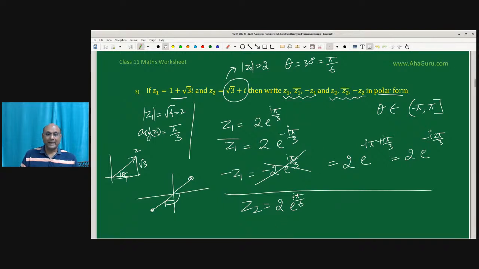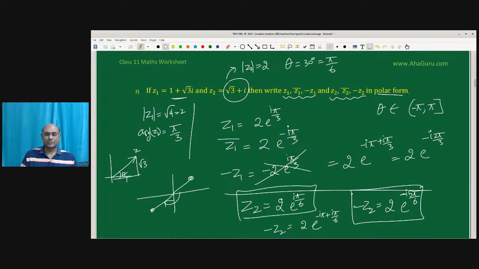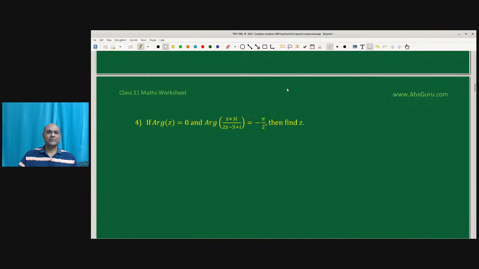Z2 conjugate will have a minus. Minus Z2: minus pi plus pi by 6. Minus pi plus pi by 6 will be minus 5 pi by 6. So I will write minus Z2 as 2 e power minus i 5 pi by 6. That is e power minus i pi plus i pi by 6. Never leave the minus here. Join it. And so you'll get minus 5 pi by 6. Understood? I'm not doing the conjugate, just put a minus sign. So let's move on. Next question.